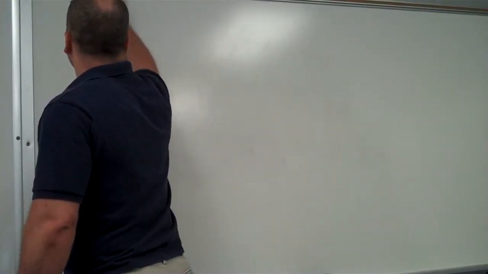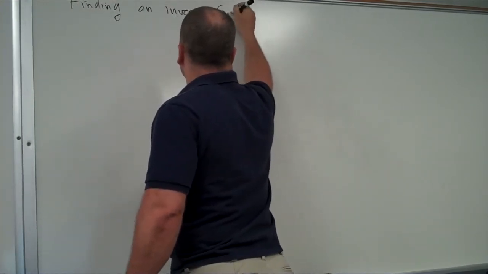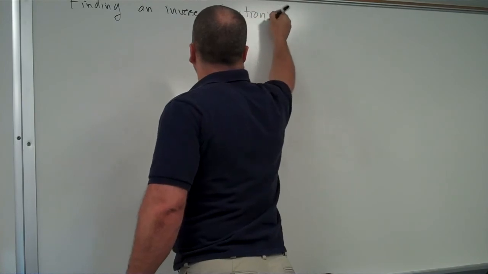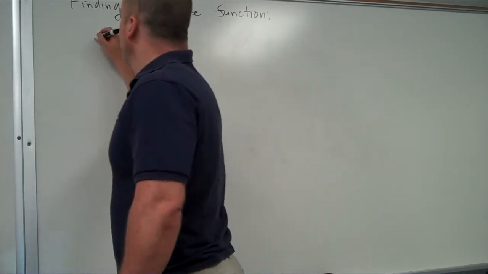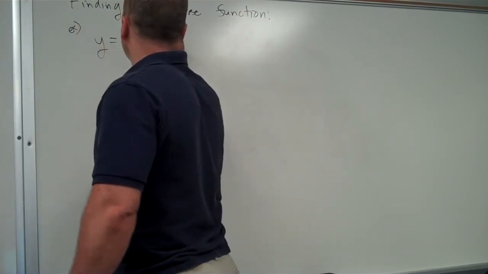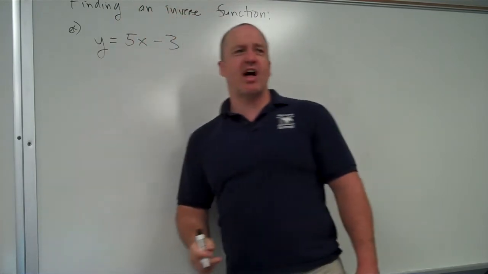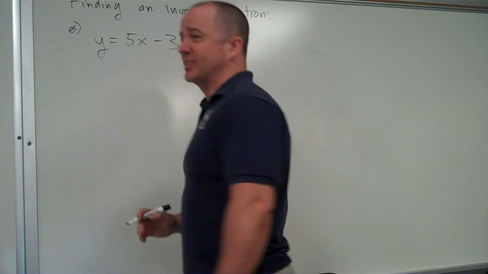Finding an inverse function. Okay, we'll start with lines. Y equals 5x. Here's an example. Y equals 5x minus 3. It's a nice line. Y equals mx plus b. You guys should remember it has a slope of 5 and a y-intercept of negative 3.